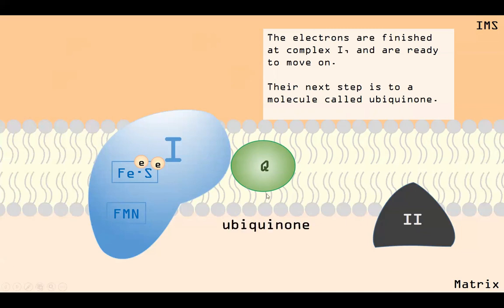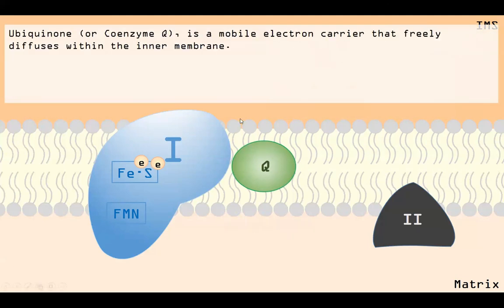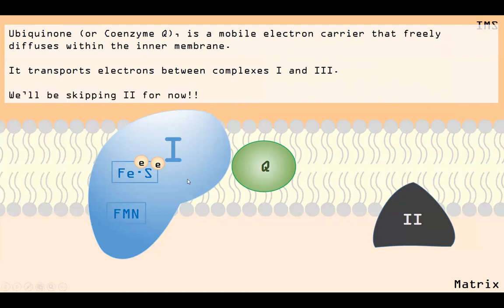And this molecule, ubiquinone, is a little bit different than the complex. Ubiquinone is going to be a mobile carrier. It's hydrophobic and can freely diffuse in the fatty acid tail part of this phospholipid bilayer. So within the inner membrane, it can just diffuse back and forth. Its job is to ferry these electrons between complexes 1 and 3. We'll be skipping 2 for now, but we'll come back to it.